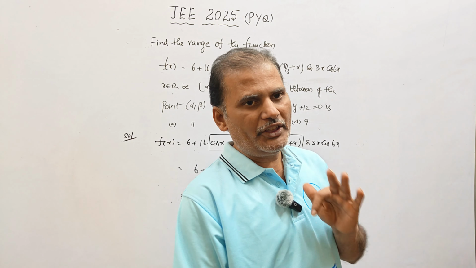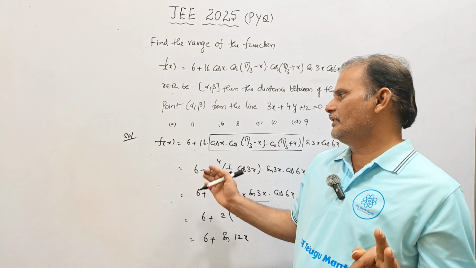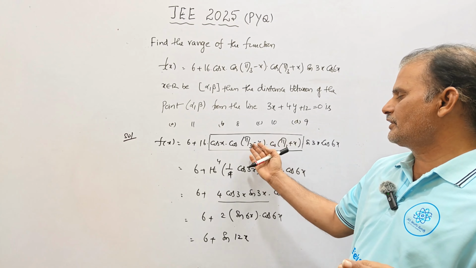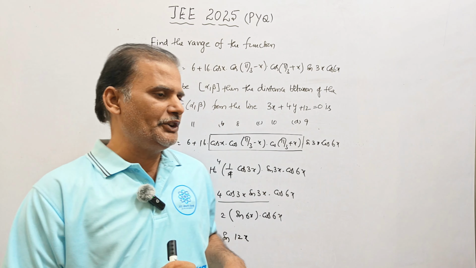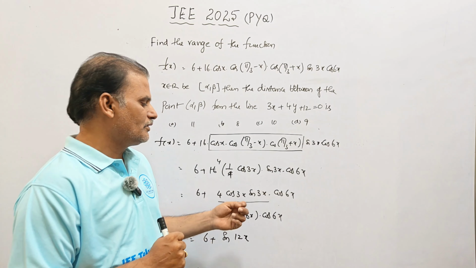So in this notation, 3 formulas we have to apply. First one is cos theta cos(60 minus theta) cos(60 plus theta) is equal to 1 by 4 cos 3 theta. Next, sin 2x is equal to 2 sin x cos x.